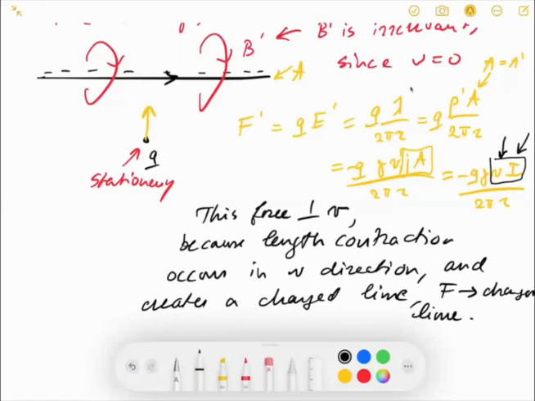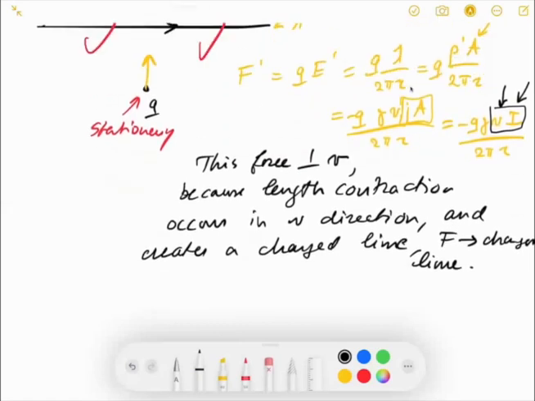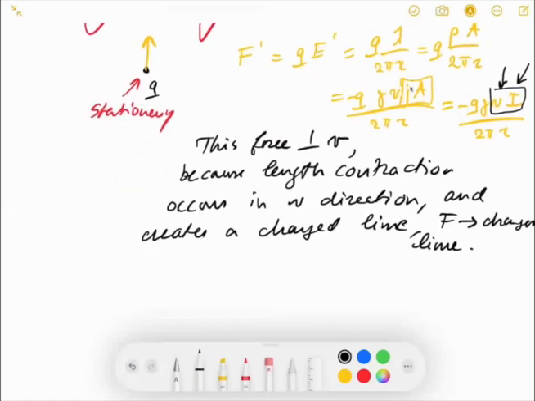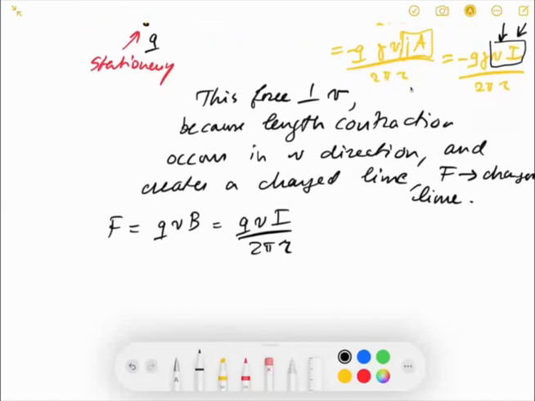Okay, now finally, in the unprimed system, the force would be Q V B, and B, of course, would be I over 2 pi r. All right. Now, the only thing we're missing is a gamma, and that comes from the force transform.